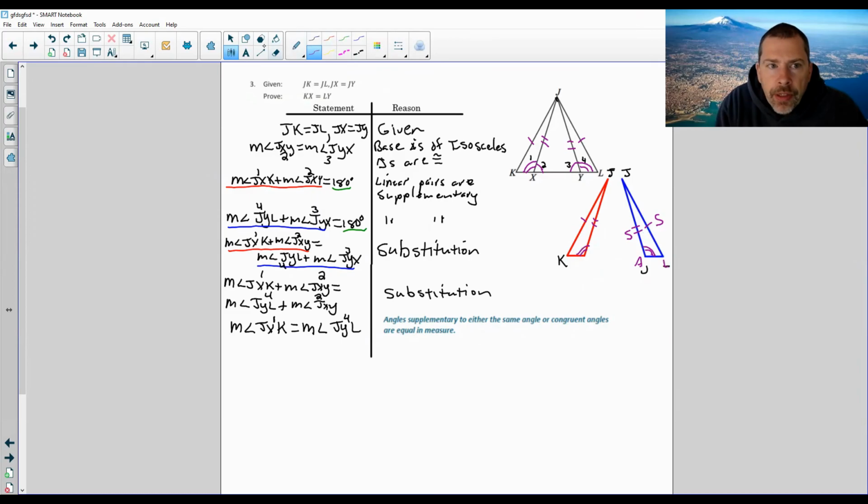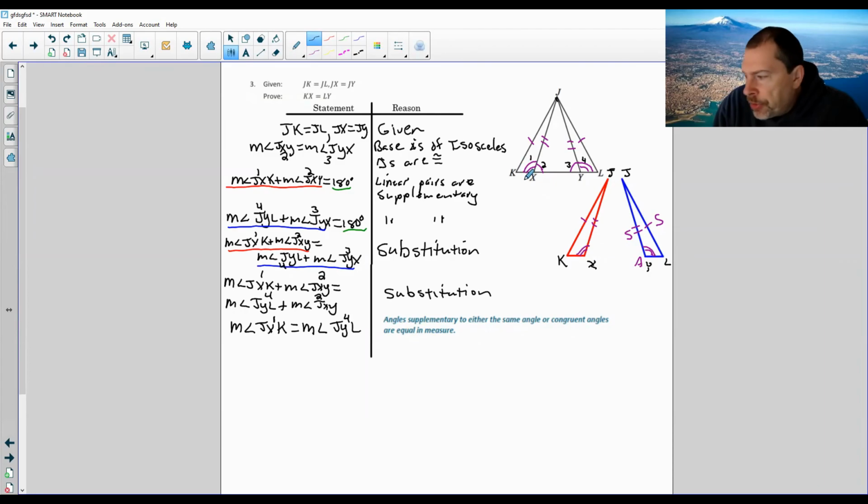This is L. And this is J. No, it is not. How did I erase those? All right, this is L. This is Y. This is X. Okay, so we have the measure of angle JXK equal to JYL. All right. Now we can say JK is equal to JL, which we've already done up here. That was a given.